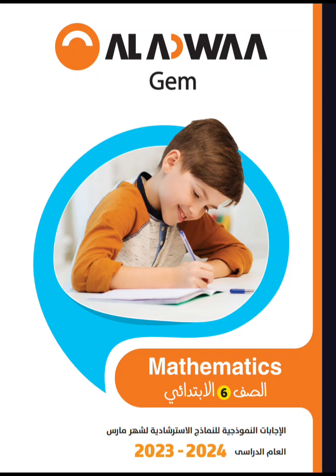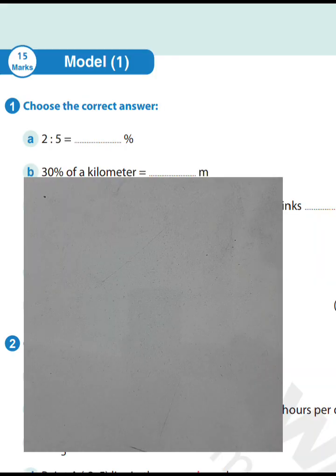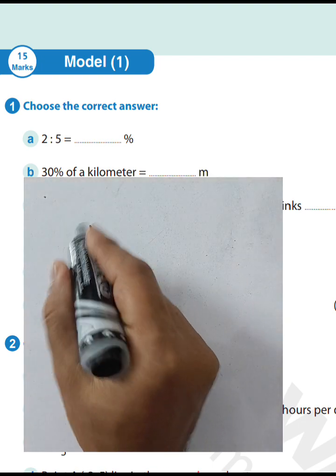How are you? Today we'll solve multiple choice questions from Adwa Gym as this month March this year 2024 second term. Model number 1, choose the correct answer.